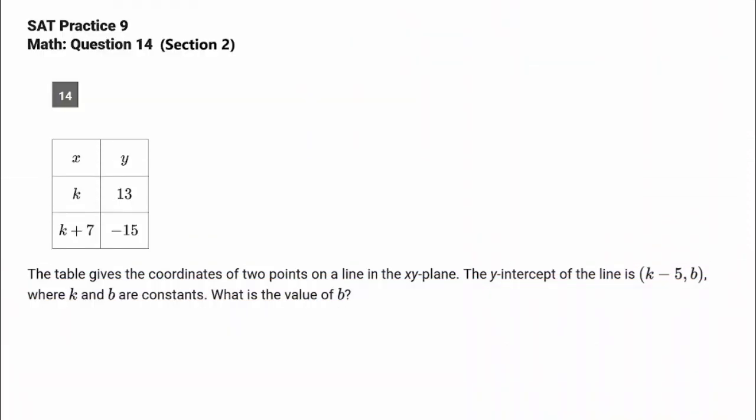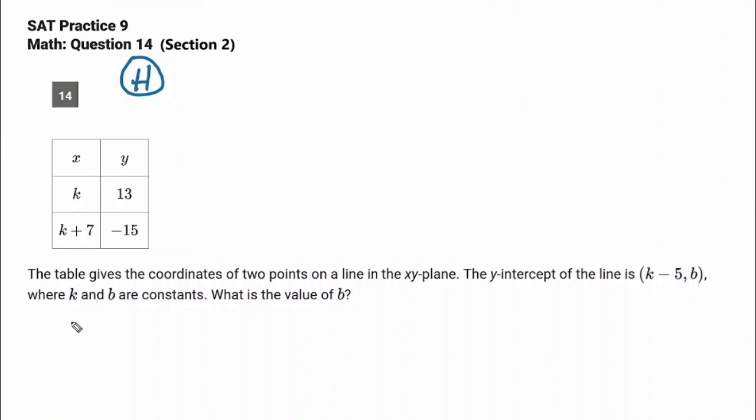We're on SAT Practice Test 9, Math Section 2, Question 14. What's the level of difficulty here? It's hard. You got this chart. The table gives the coordinates of 2 points on a line in the xy plane. The y-intercept of the line is k minus 5b, and k and b are constants. What's the value of b?